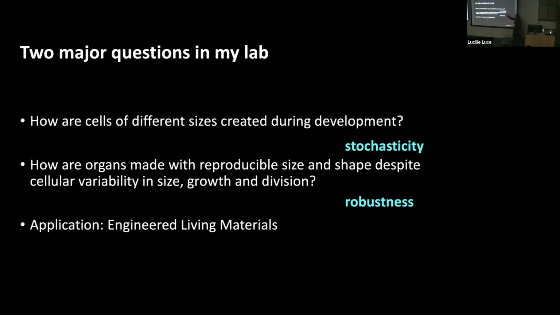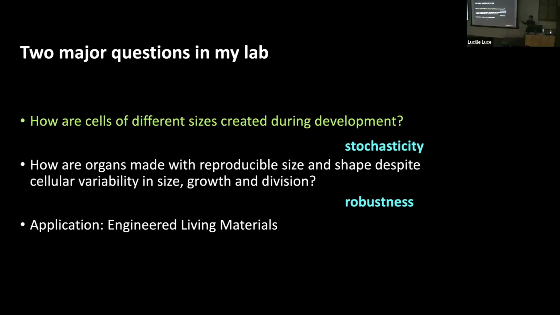The second is, how are organs made with reproducible size and shape despite all of the cellular variability in size, growth, and division? And so that's a question of robustness. How is something happening reproducibly every time despite having lots of perturbations in the environment in lower scales? And then I want to think about how can we apply this to engineered living materials.